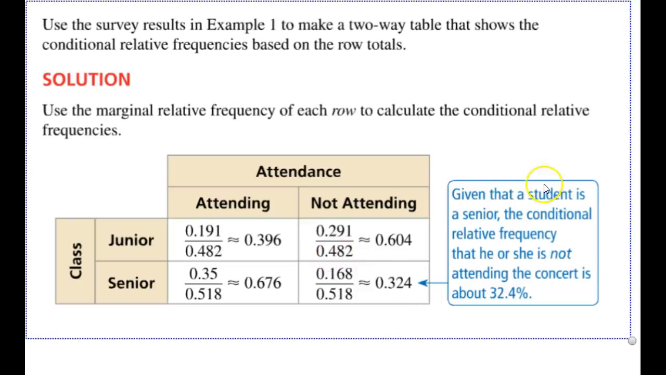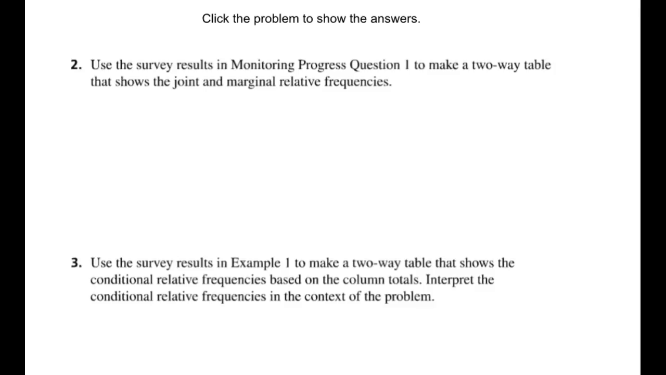So this tells me this statement right here. Given that a student is a senior, the conditional relative frequency that he or she is not attending, because we're in the not attending column, is 32.4%. So given that the person is a senior, the conditional relative frequency that they would be attending the event is 67.6%. So now I can use this information to help us find some more probabilities and some data from that. So now here is your next monitoring progress. Try them, see what you get.